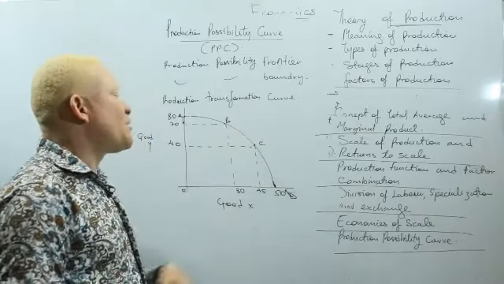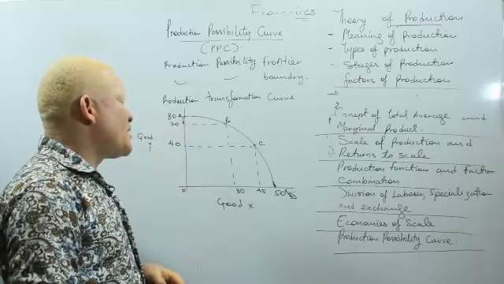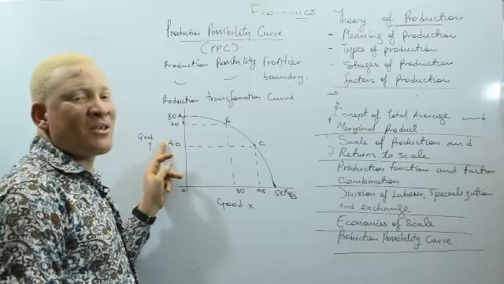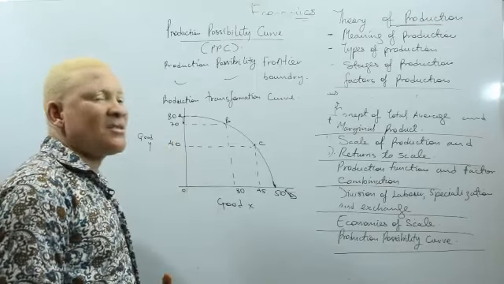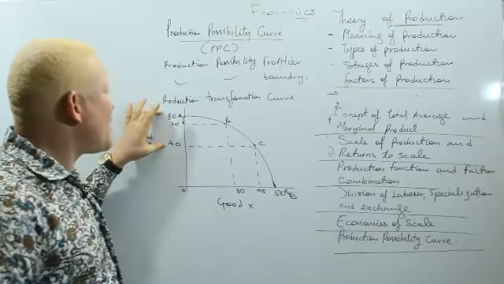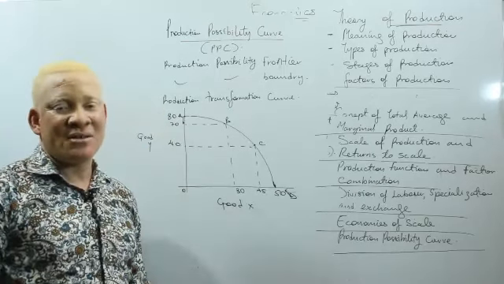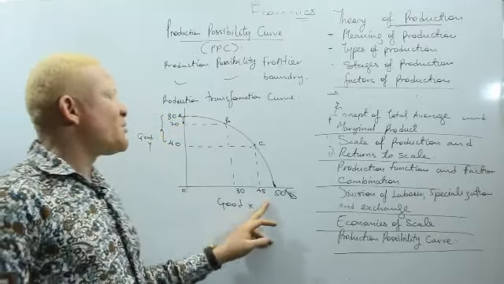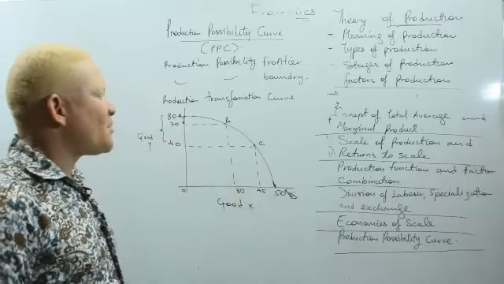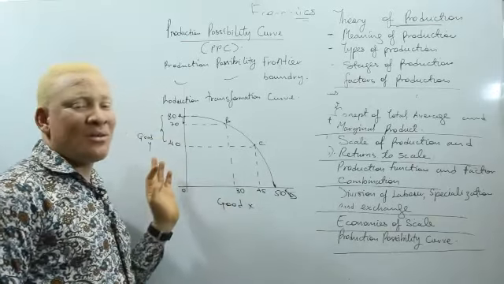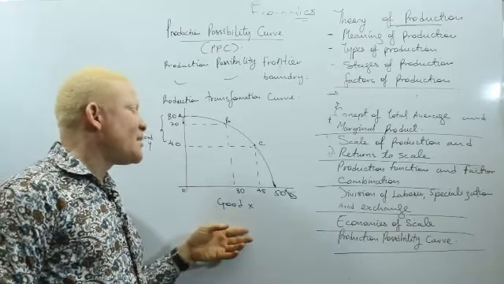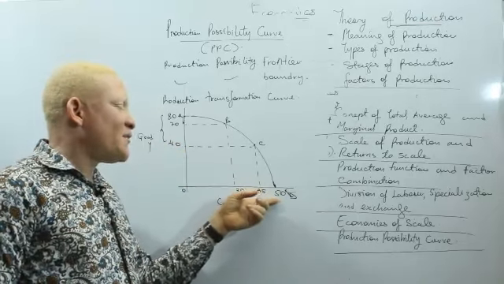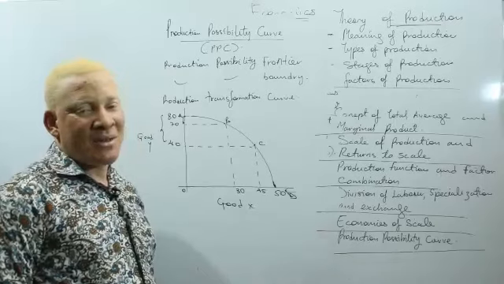Now, at point C, where I now produce 45 units of X, I'm only able to come up with 40 units of Y. Definitely, it means that I had to forego 40 units, 80 minus 40, this space here. That means the opportunity cost of producing 45 units of X is 40 units of Y that was lost. But if you are looking at the opportunity cost in terms of Y, then the opportunity cost of producing 40 units of Y is just 5 units of X that was lost.